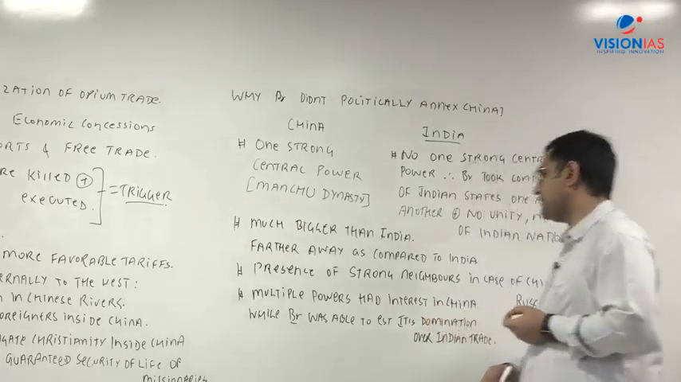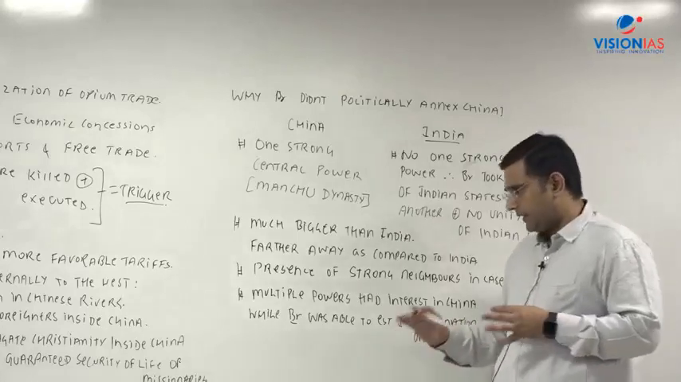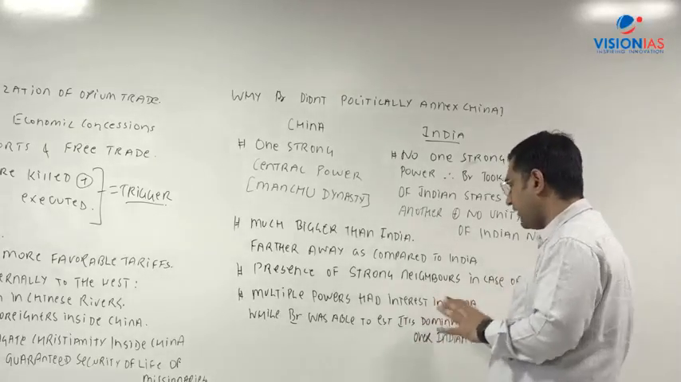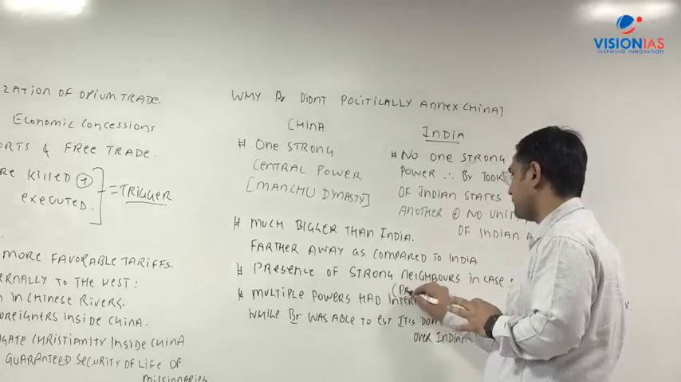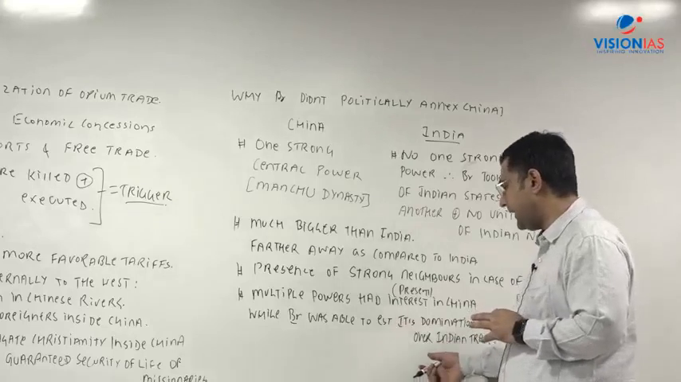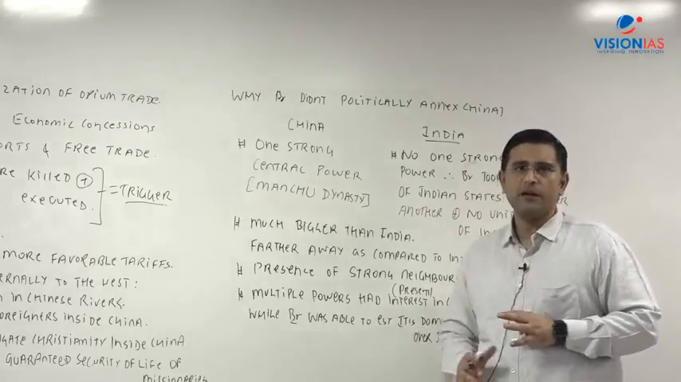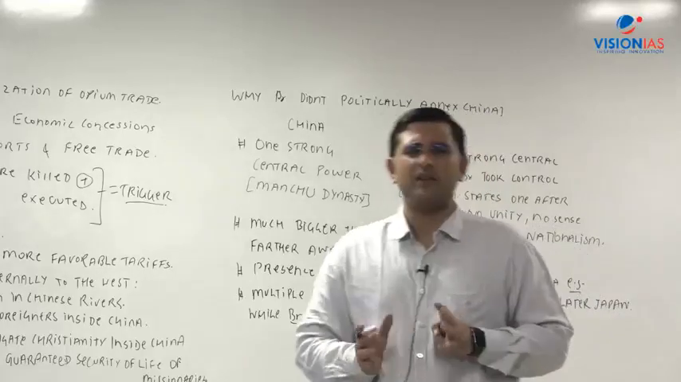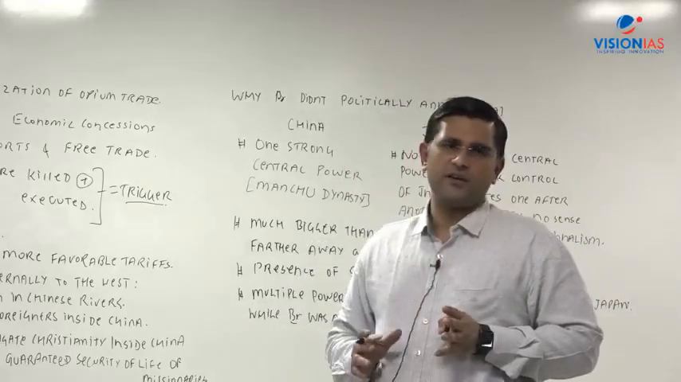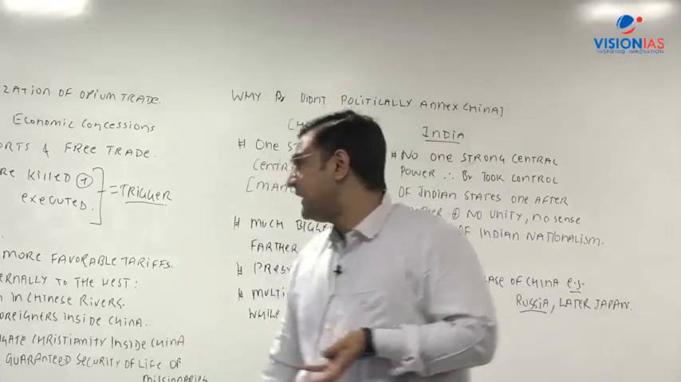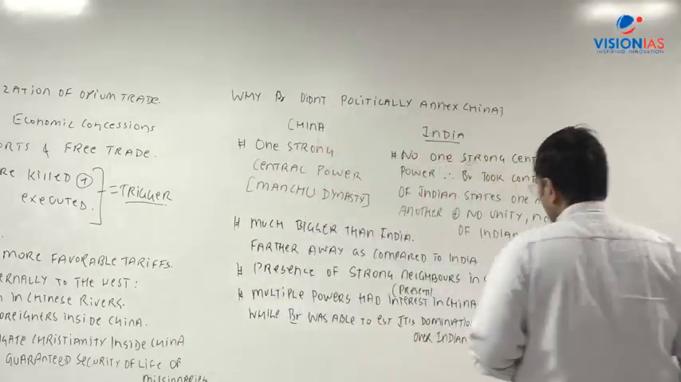Multiple powers had interest in China. They had interest plus they were present. Had interest means they were present in China. Whereas in the case of India, over a period of time, Britain was able to ensure that only France was interested. Before that, the Portuguese and Dutch, mainly the Portuguese, were interested in India. They were removed. Then France was interested. They were also removed.